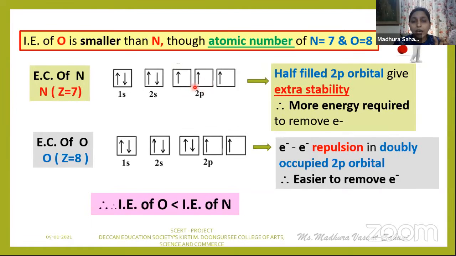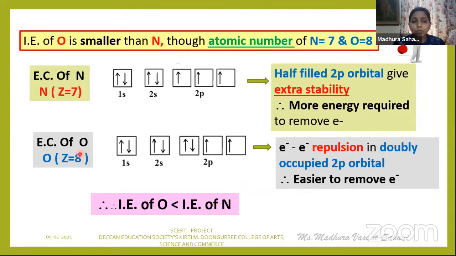they are half-filled 2p orbitals, and they give extra stability. They give the extra stability to nitrogen, and hence more energy is required to remove the electron, because you know that half-filled orbitals always give extra stability. So more energy is required to remove those electrons. But what about oxygen?